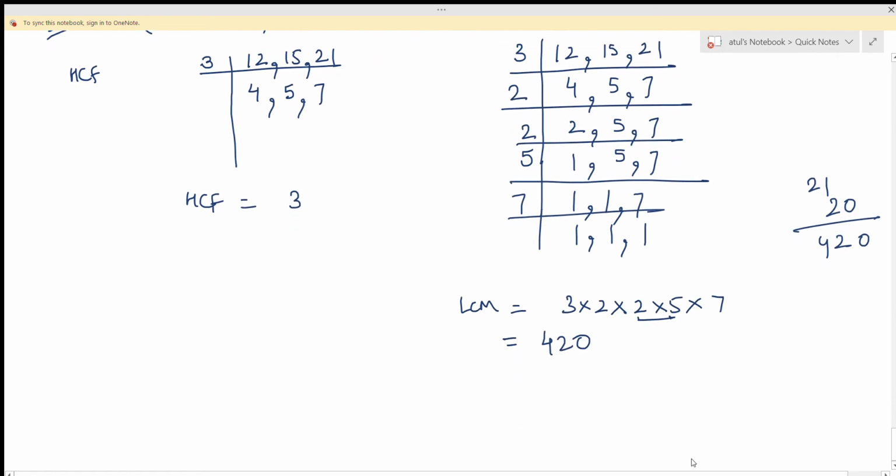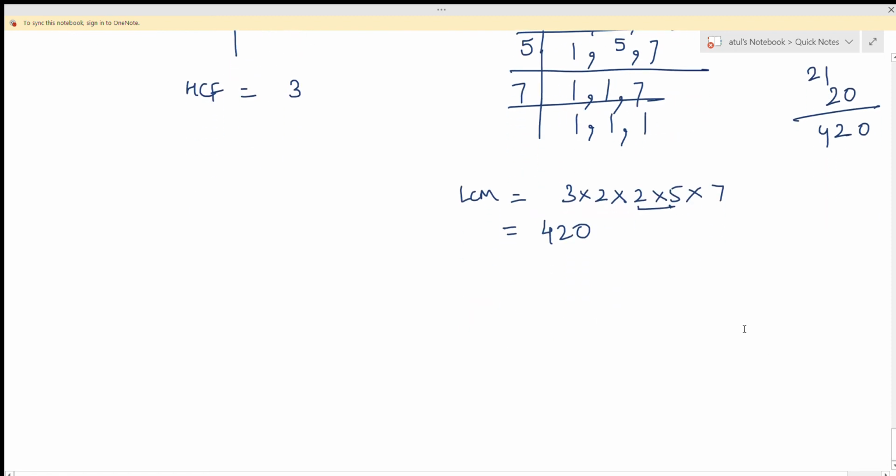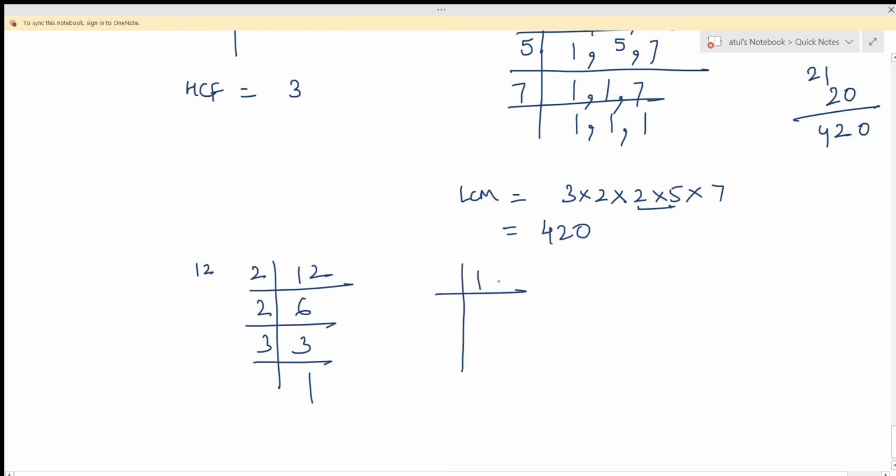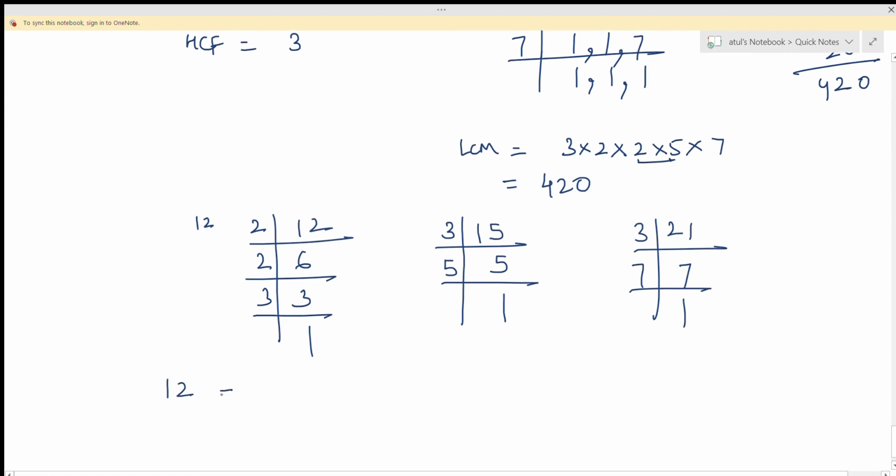Let's do it using that separate prime factorization way. So let's find for 12. 12 you are getting as 2, 6, 2, 3, 3, 1. For 15 you will get 3, 5, 5, 1. For 21 you will get 3, 7. Now let us write them. 12 is equal to 2 raised to the power 2 into 3. 15 is 3 into 5 and 21 is 3 into 7.